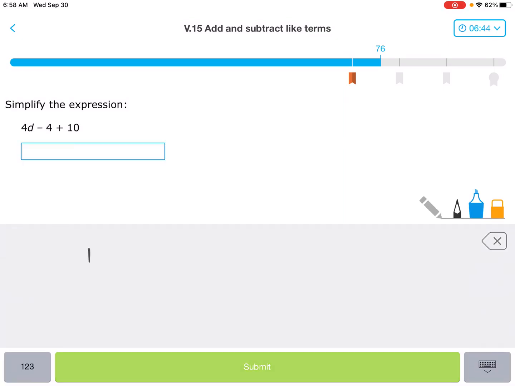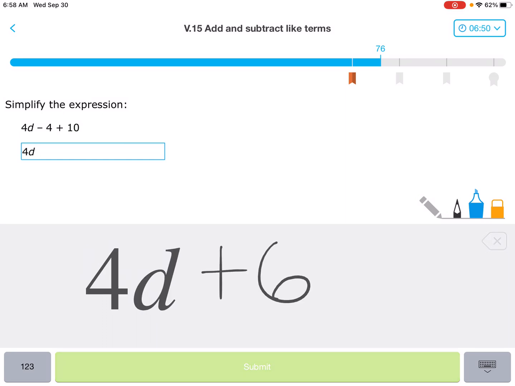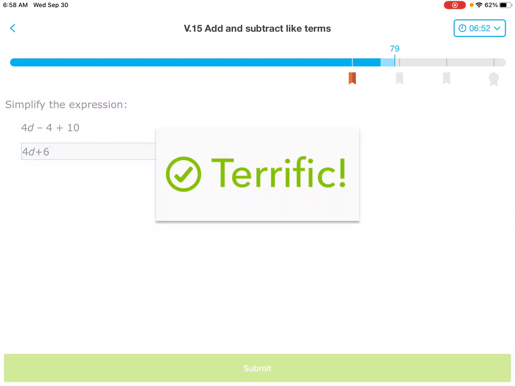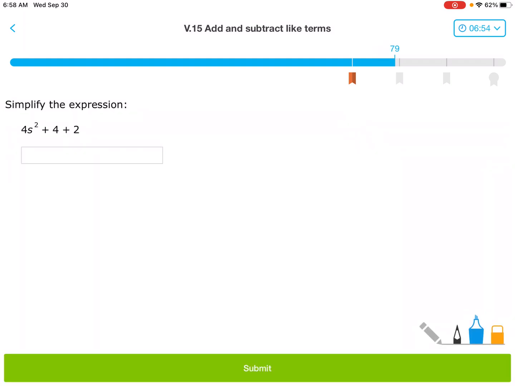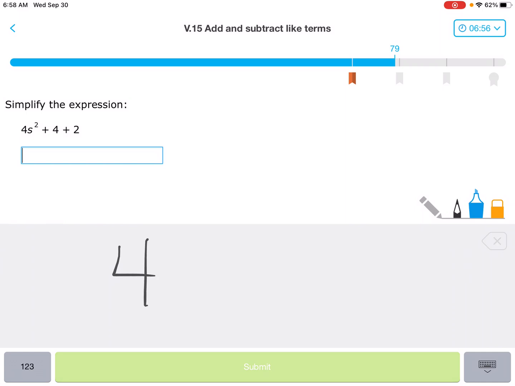D has nothing to go with, so I copy it down, and then negative 4 plus 10 is plus 6. S squared has nothing to be combined with, and 4 plus 2 is 6.